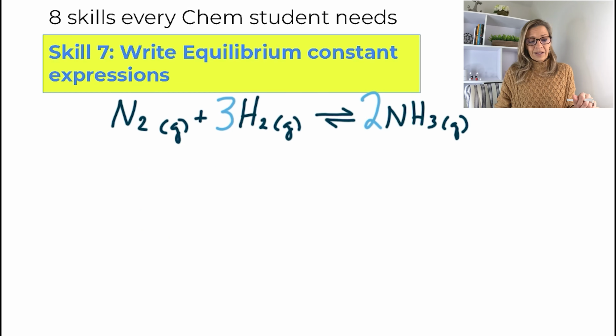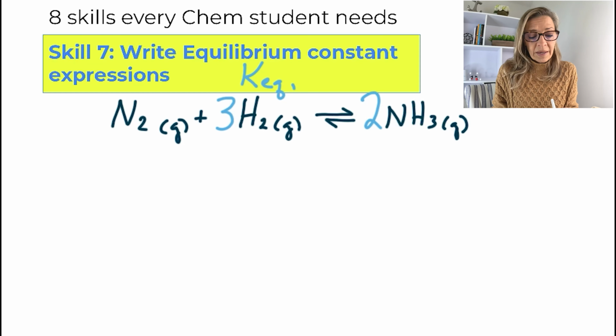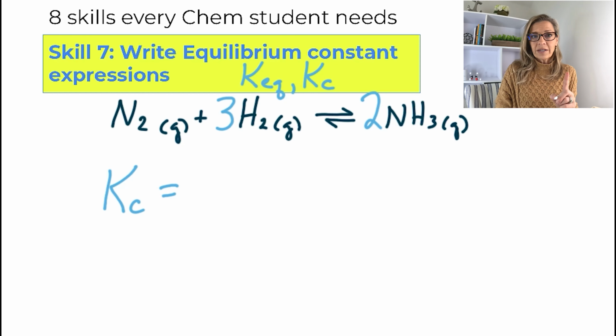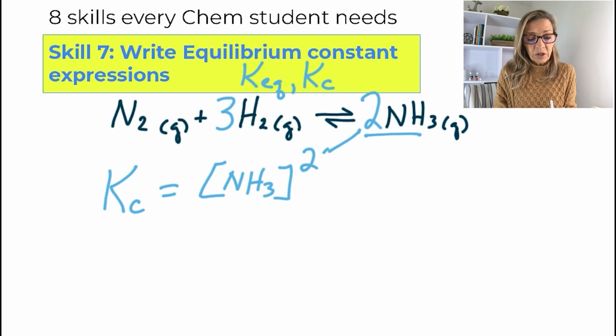All right, the next skill is equilibrium constant expressions, and that is the good old, you might see it as a Keq, you might see it as a Kc. It's capital K, and this expression, I'm going to do a Kc here. We're going to put our products on the top, and we're going to use the brackets to indicate molarity. Okay, so the only product I have is ammonia, and then we're going to raise that molarity concentration to the exponent. So because there's a 2 there, I'm going to square that concentration.